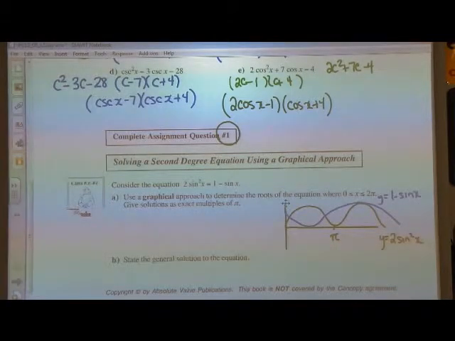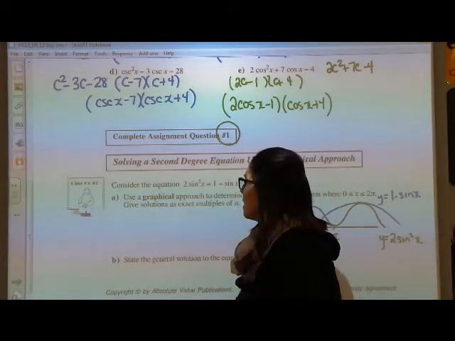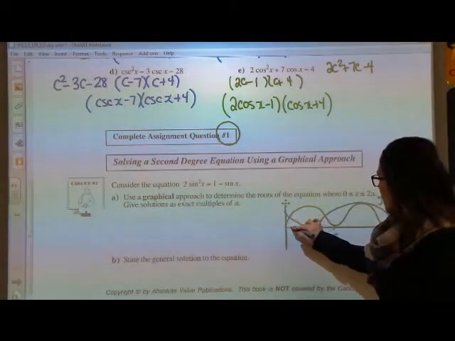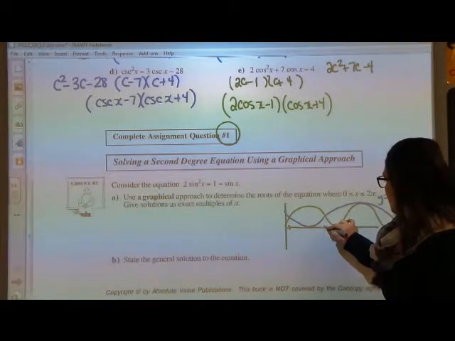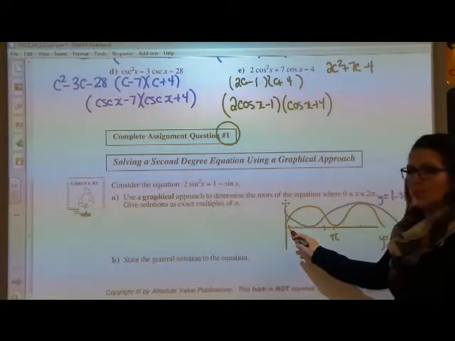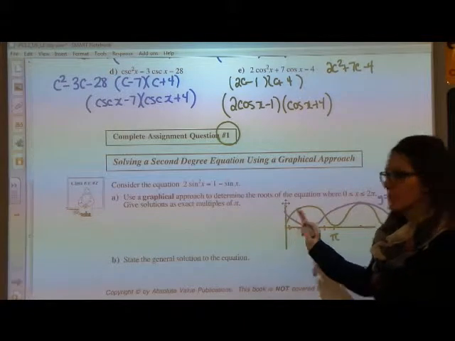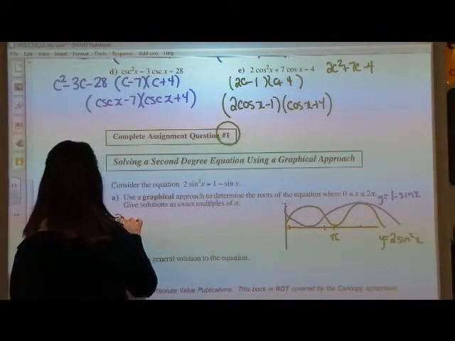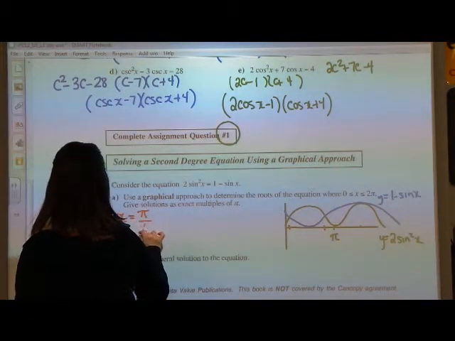Okay, so here are my 2 graphs that I get on my calculator screen. And what I'm looking for is intersection points here, here, and here. So what was this intersection point? Pi over 6. So then x would equal pi over 6.